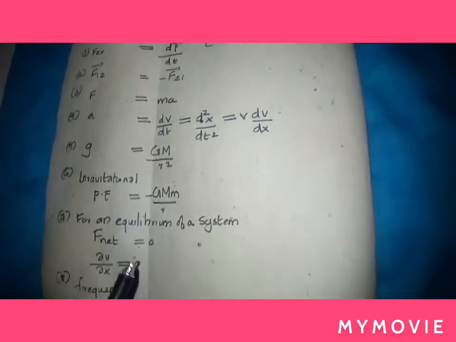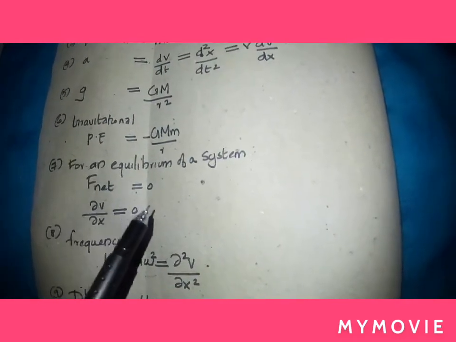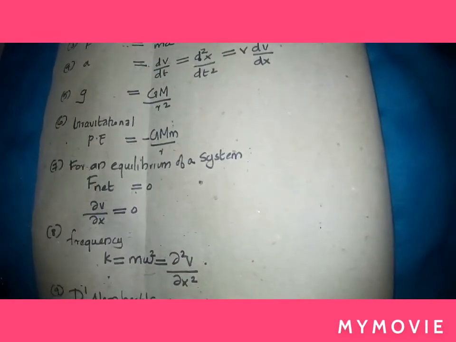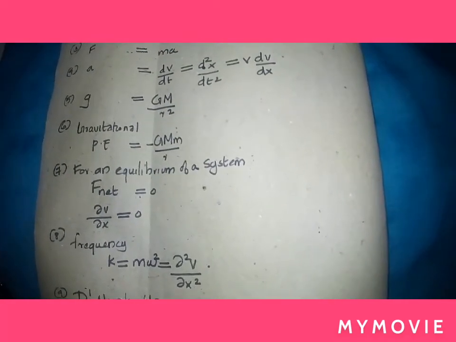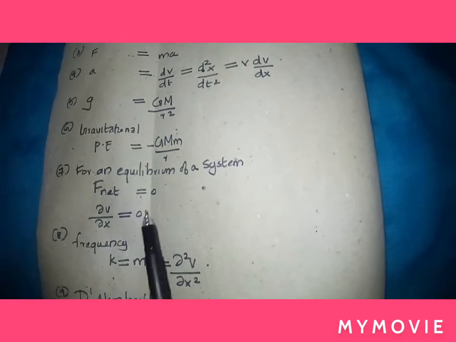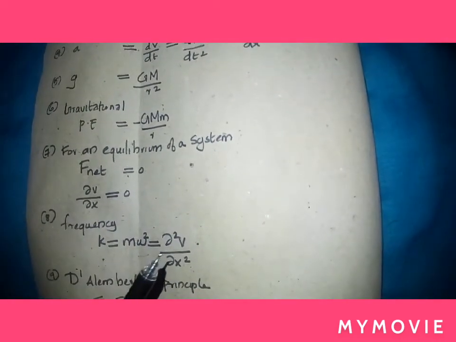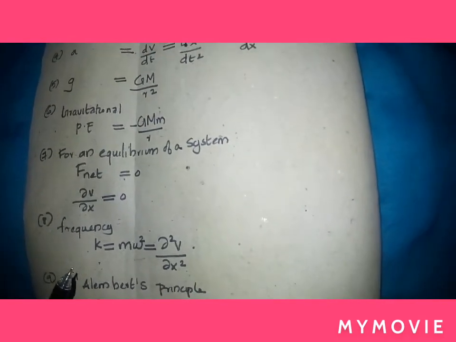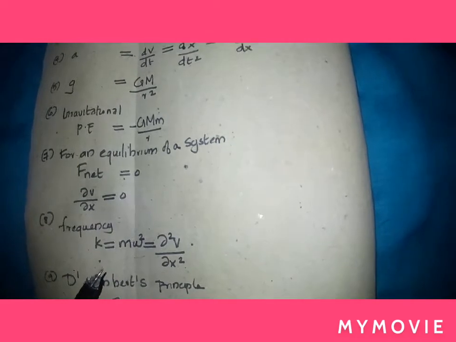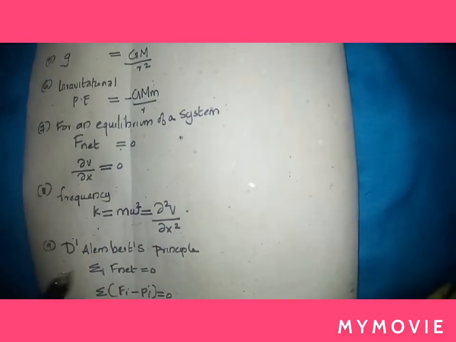For equilibrium of a system, net force is equal to 0, that is F net is equal to 0. We know that F net is equal to 0 means the derivative of potential is equal to 0. To find the frequency, k is equal to m omega square, which is the double derivative of V with respect to x. If the potential is given, we have to find the frequency by the double derivative of the potential with respect to position.